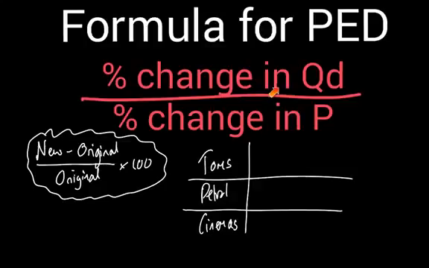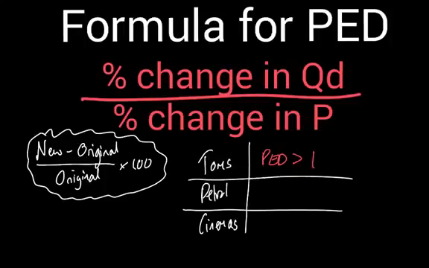Now, if we've got a bigger number on top of a smaller number, so a larger number up here than we do down here, that means that the actual PED value that we are going to get here is going to be greater than 1, because the number on the top will be larger than the number underneath. So, let's say, for instance, the percentage change in quantity demanded was 10% and the percentage change in price was 5%, then the PED would be 2.